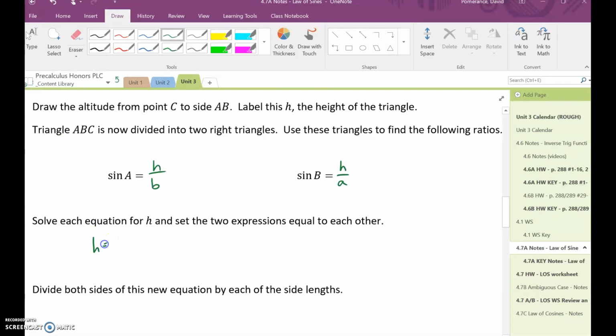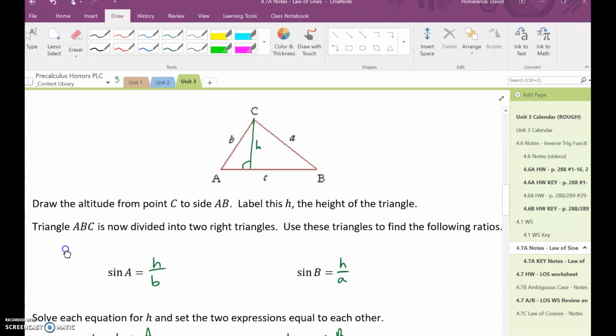We know that H equals B times the sine of angle A, but we also know that H equals A times the sine of angle B. And since H must equal H, we know that B times the sine of A must equal A times the sine of B. This is true for every triangle, not just for right triangles, because we started with just a generic triangle.